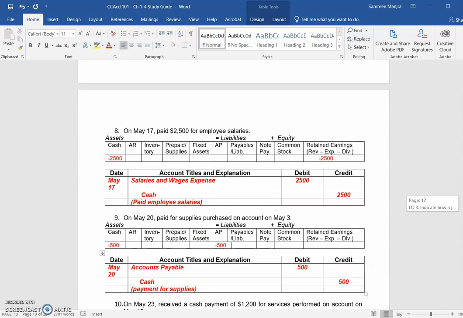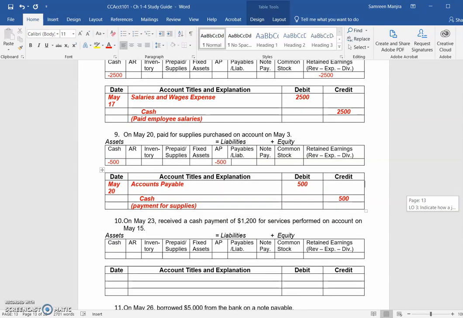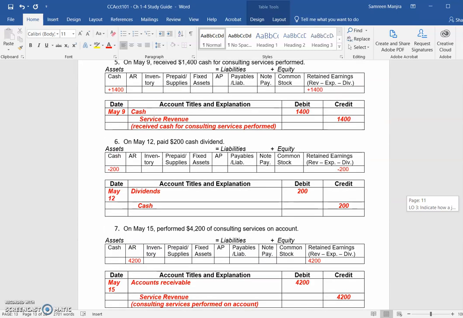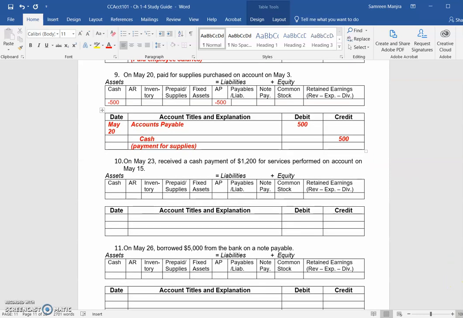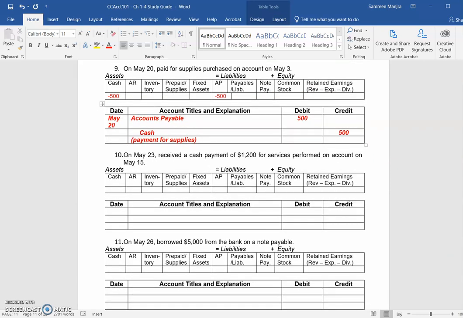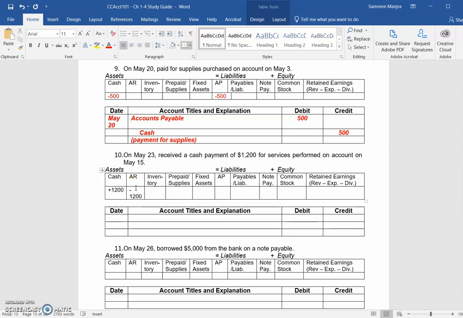It's always helpful to go back to your previous transactions. So we want to go back to May 15th. Remember the amount that's on account is $4,200. So what happens on May 23rd is that we're receiving a portion of that amount from our customers. Not the entire amount, but a portion of that amount. So we're going to increase our cash by $1,200, and we're going to reduce our accounts receivable by $1,200.